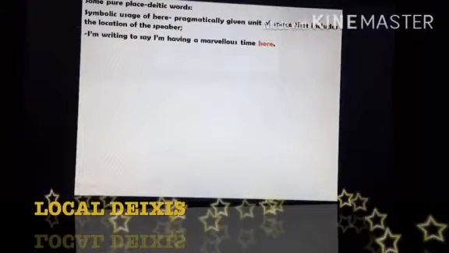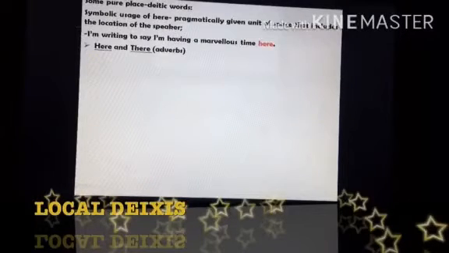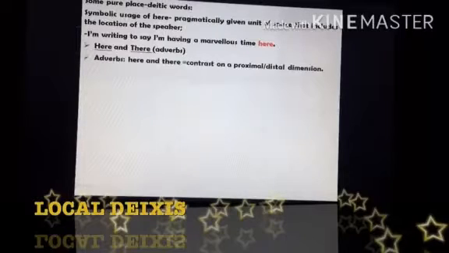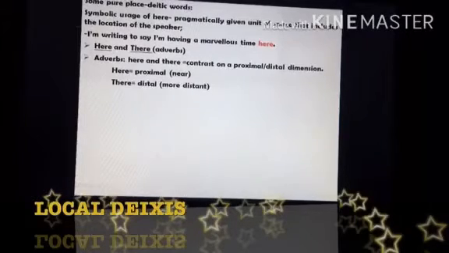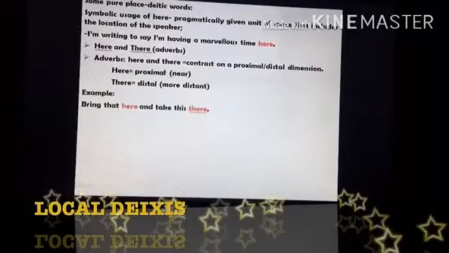Some pure-place deictic words. The symbolic usage of "here" is a pragmatically given unit of space that includes the location of the speaker. I'm writing to say I'm having a marvelous time here. Here and there are adverbs. They contrast on a proximal-distal dimension. Here means proximal, that is, near. There means distal, or more distant. Example: bring that here and take this there.